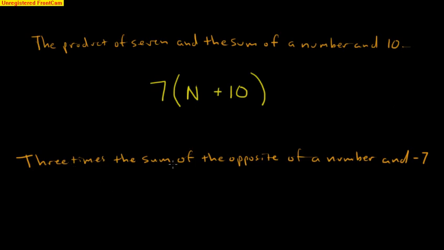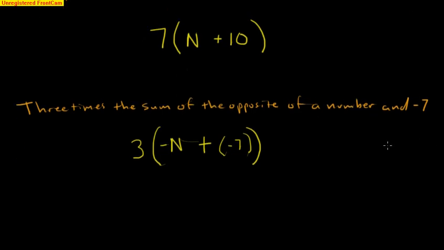3 times the sum of the opposite of a number and negative 7. So 3 times the sum of the opposite of a number and negative 7. The opposite of a number and negative 7. They can be a little bit confusing at first, but usually with a little bit of practice we can get pretty good at these. Let's turn off this layer and switch over to the second part of our lesson.